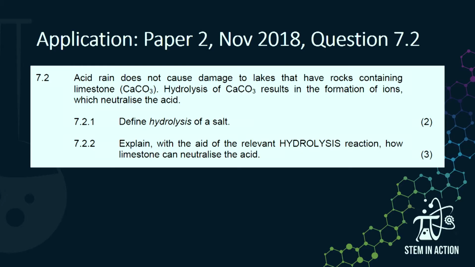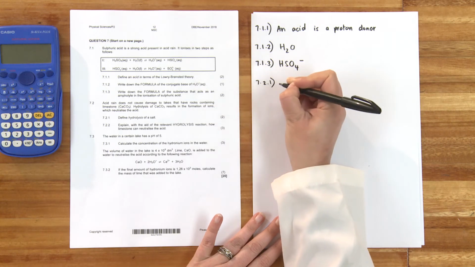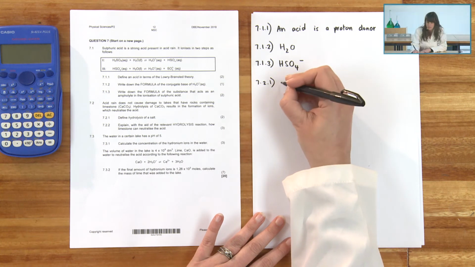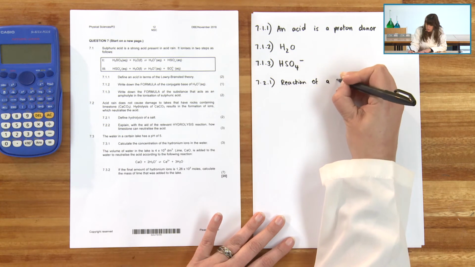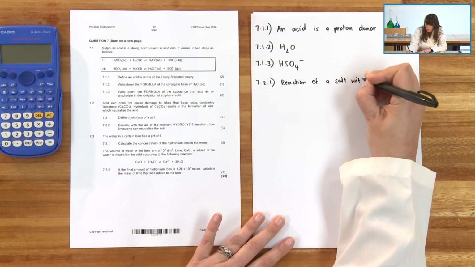Let's have a look at an application of hydrolysis by looking at November 2018, question 7.2. Question 7.2 says, acid rain does not cause damage to lakes that have rocks containing limestone. Hydrolysis of calcium carbonate, limestone, results in the formation of ions which neutralize the acid. 7.2.1 says, define hydrolysis of a salt. So 7.2.1, hydrolysis of a salt is the reaction of a salt with water.